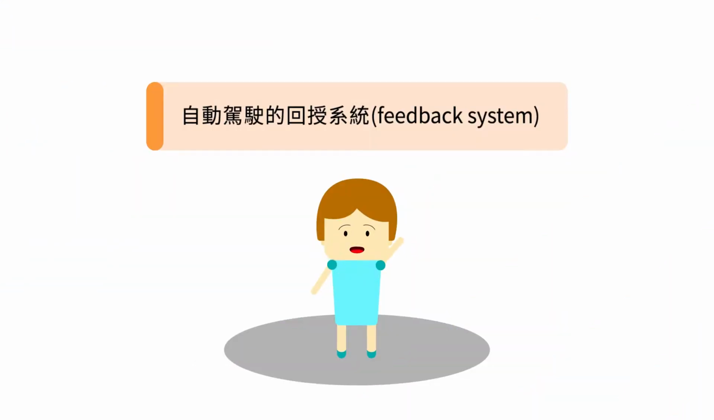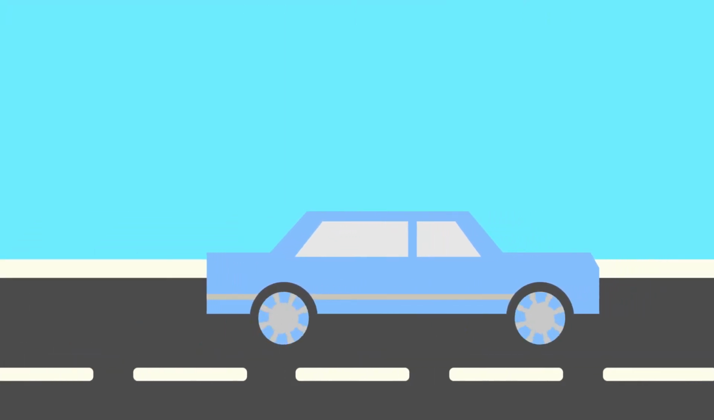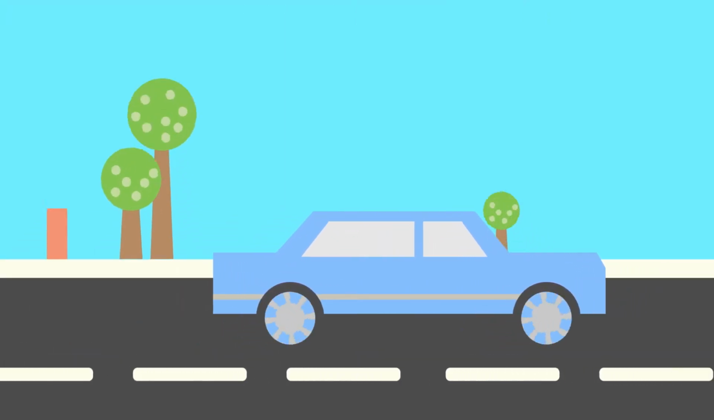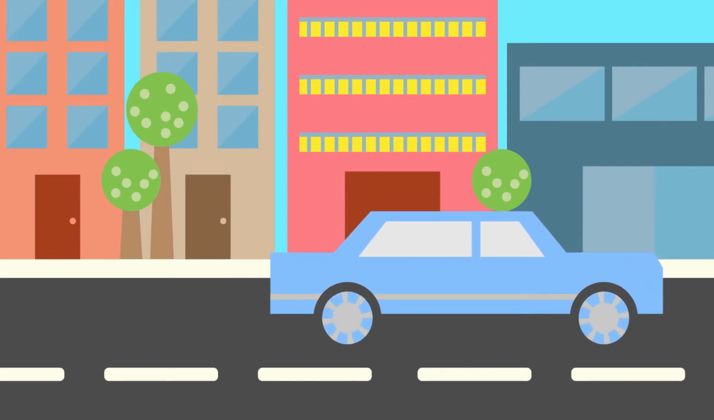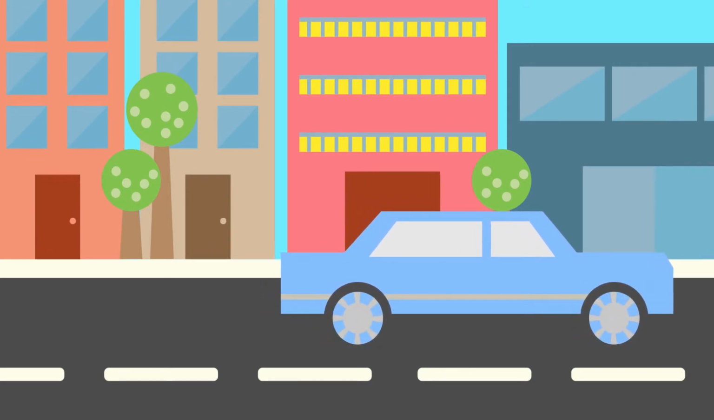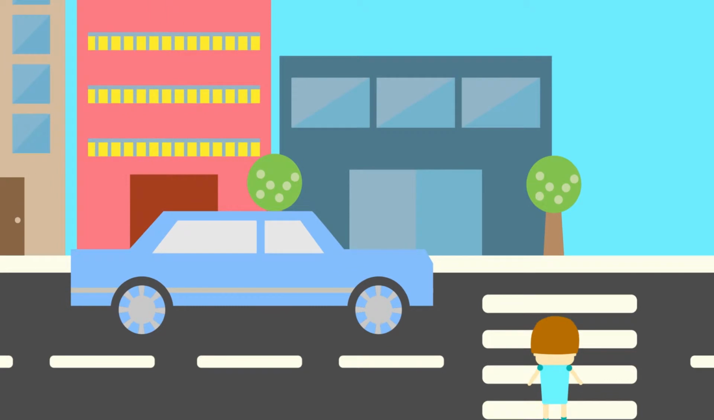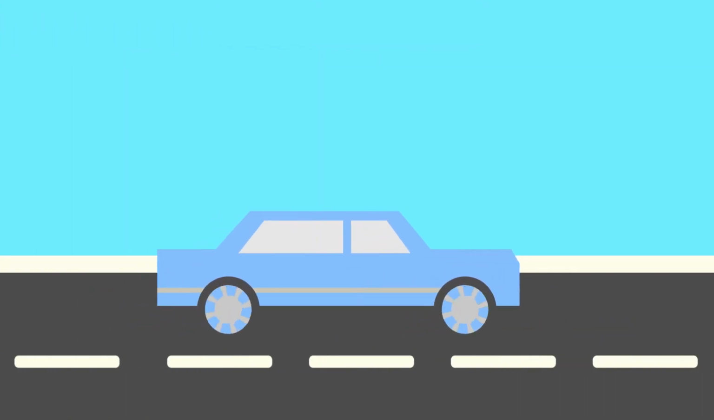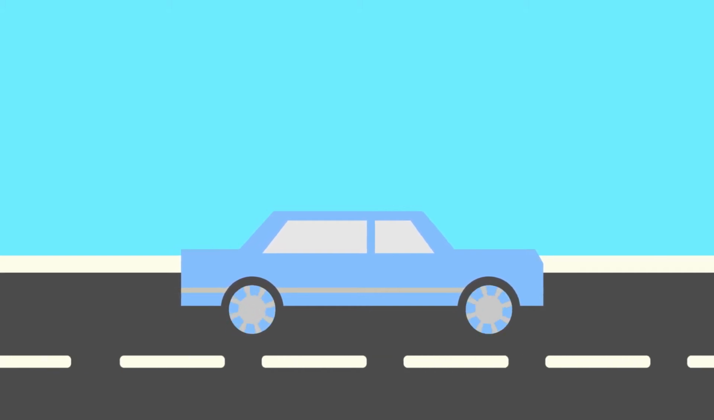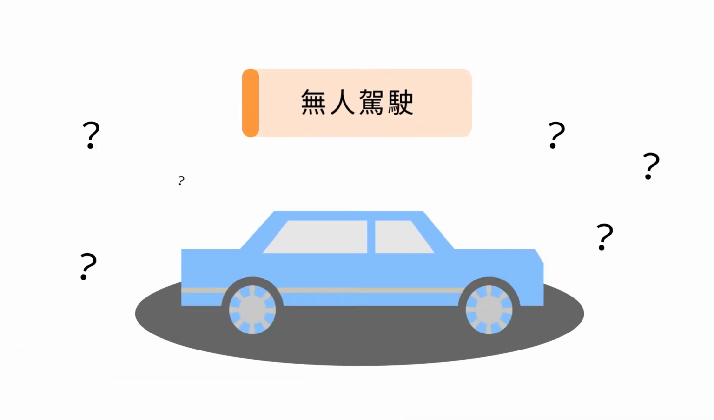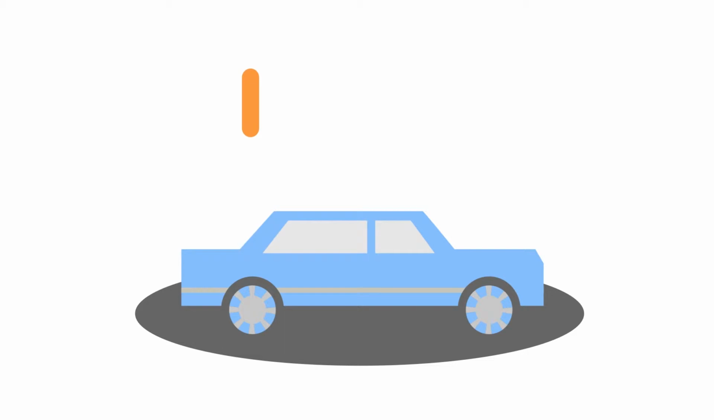Hello everyone, today we're gonna talk about the feedback system in self-driving cars. In this day and age of technology, self-driving cars are already a reality. But if there's no driver on the steering wheel, in the event of an accident, how does the car make split-second decisions like a human?